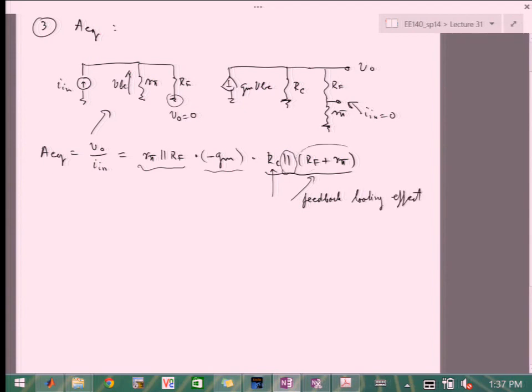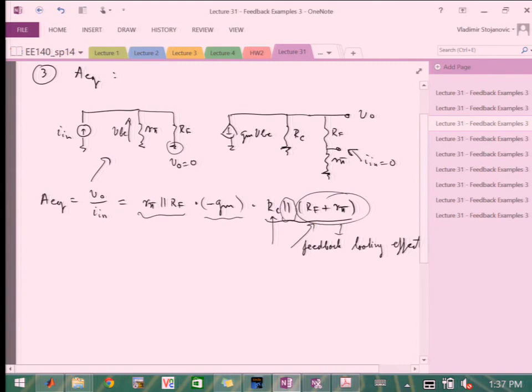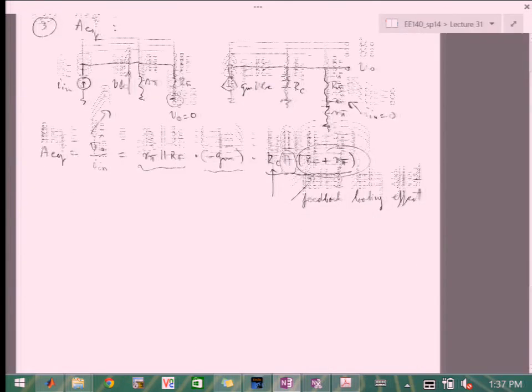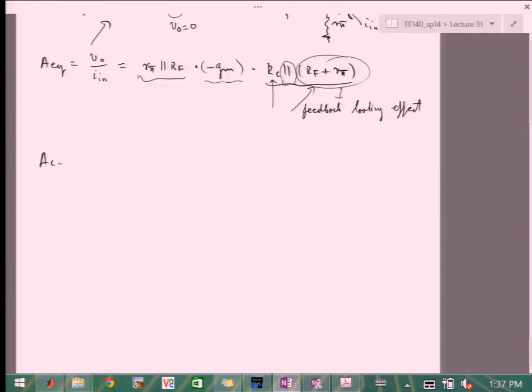Right. This piece over here. Okay. And then, of course, the closed loop is going to be A equivalent, over 1 plus RR, plus A0 over 1 plus RR. And I'll let you go through it if you want.